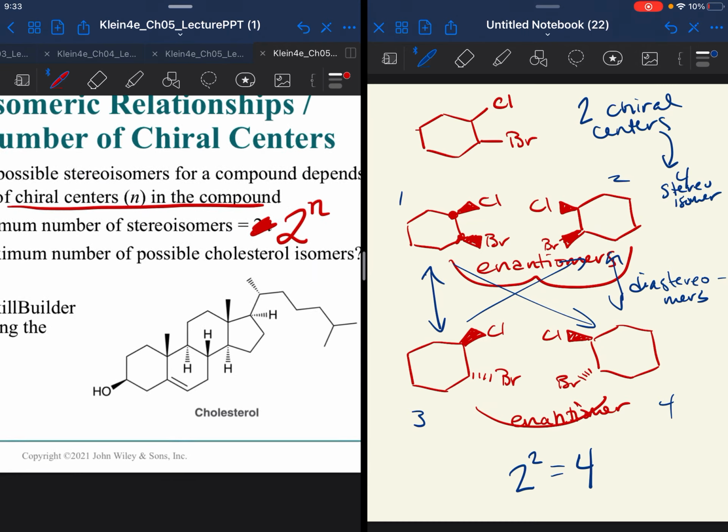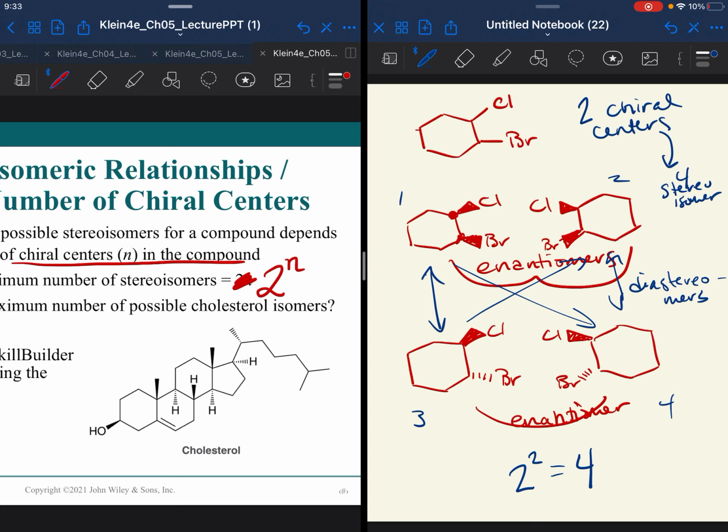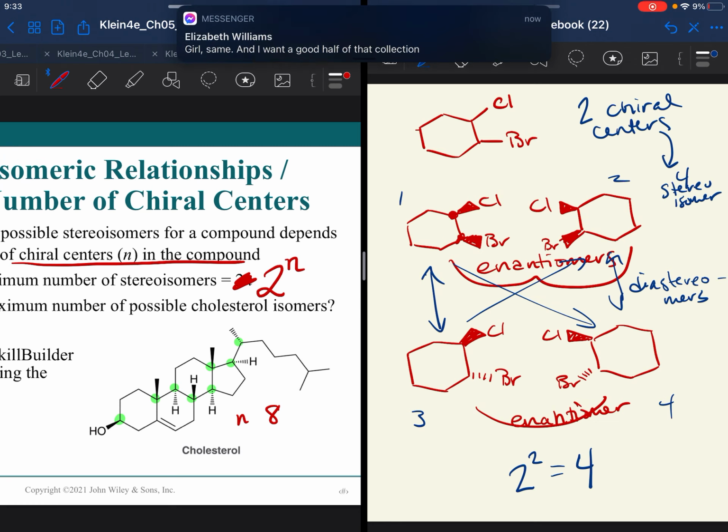So we can look at a larger molecule like cholesterol and figure out how many stereoisomers there are by counting the number of chiral centers. Let's go into highlight mode. We have 1, 2, 3, 4, 5, 6, 7, 8 chiral centers here. Now, none of the CH2s are chiral centers. This one down here is not a chiral center because there are 2 methyl groups. You can pause this and do the work for yourself, but there are 8 chiral centers.